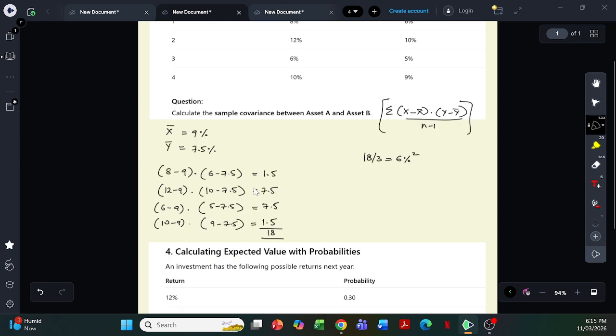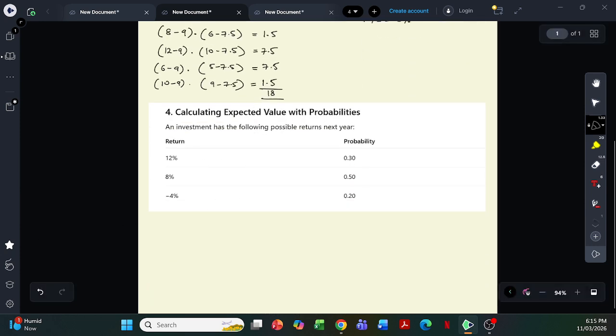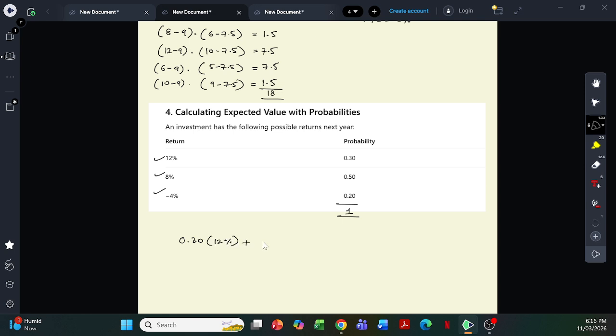The next question is calculating the expected value with probabilities, which is simply... 3 probabilities are given. First of all, the probabilities should always sum up to 1. Okay, probabilities always sum up to 1. These are the different returns that are provided to us. To find the expected value, we're simply going to multiply the return with the probability. So we're going to do 0.30 multiplied by 12% plus 0.50 multiplied by 8% plus 0.20 multiplied by negative 4%.